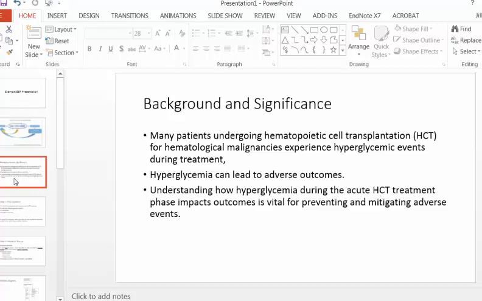So that's why I undertook this review, or that's why I'm asking this PICO question here, to see how hyperglycemia affects people who have had a bone marrow transplant. And this is important to know for preventing any adverse events or outcomes that might occur due to hyperglycemia.